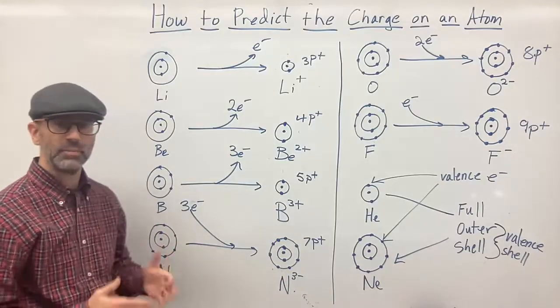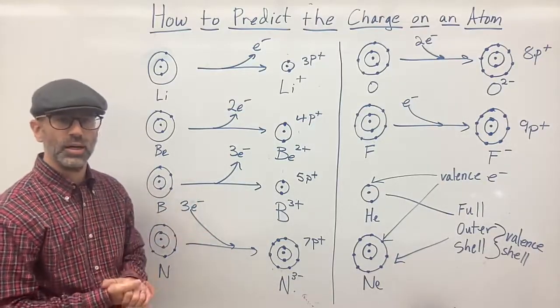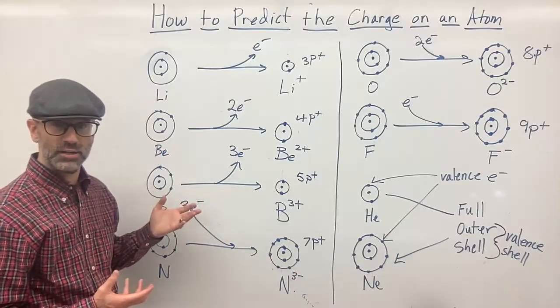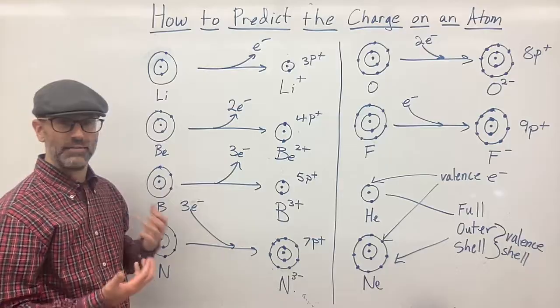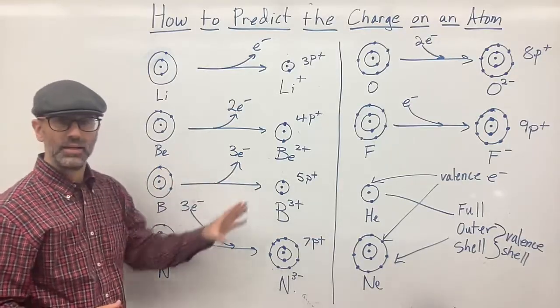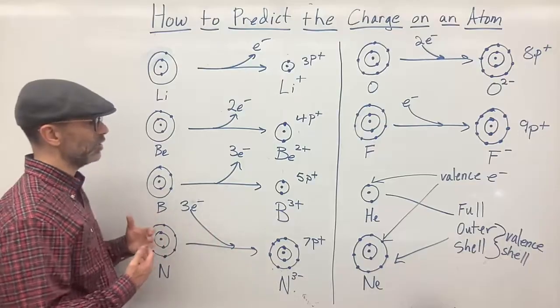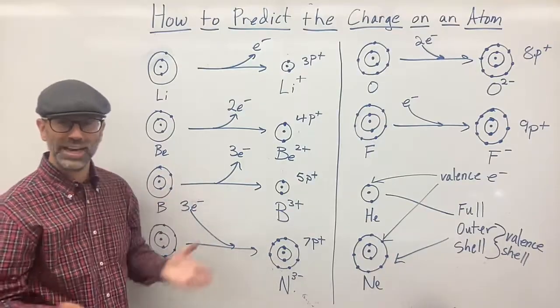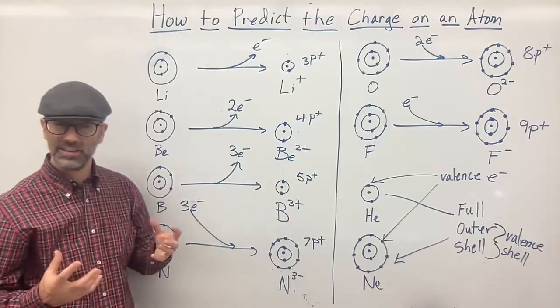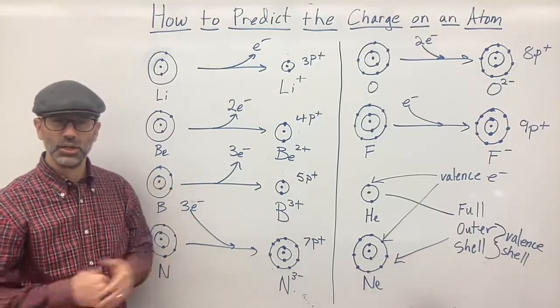So I skipped carbon because it's kind of an oddball, but the rest of them, if you understand how many valence electrons they have, they're going to lose or gain electrons to be like a noble gas to fill that outer shell. And so I hope that explains everything. I hope that's clear to you.